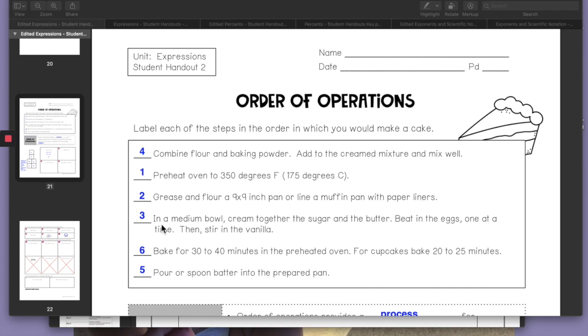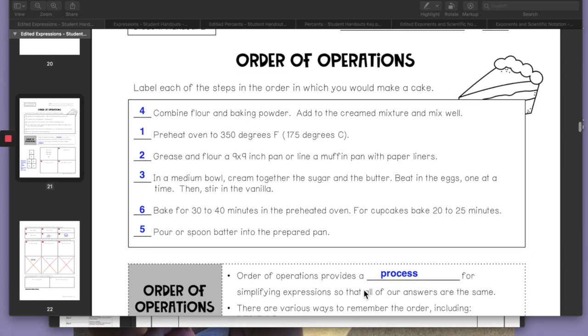Thirdly, in a medium bowl, cream together the sugar and the butter, beat in the eggs one at a time, then stir in the vanilla. Number 4, combine flour and baking powder, add to the creamed mixture as well. Number 5, pour or spoon batter into the prepared pan. And lastly, number 6, bake for 30 to 40 minutes in the preheated oven. For cupcakes, bake 20 to 25 minutes.